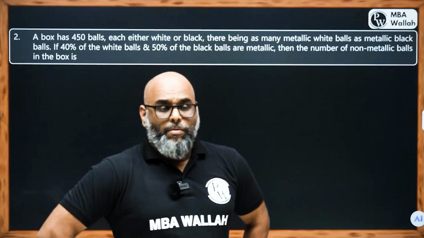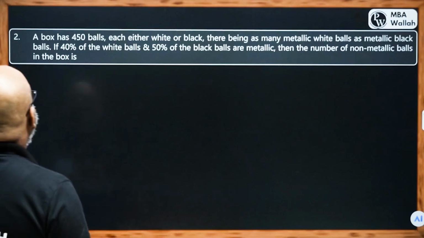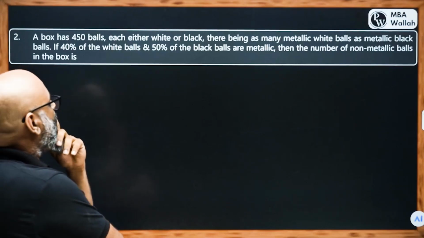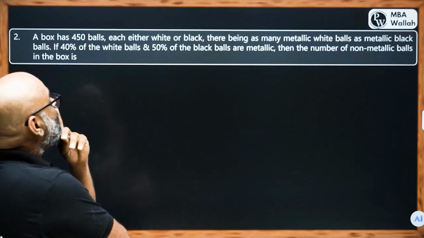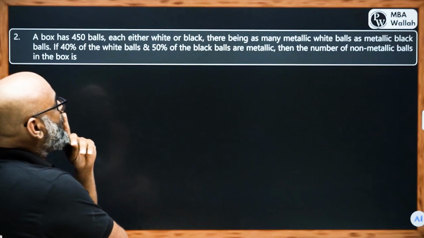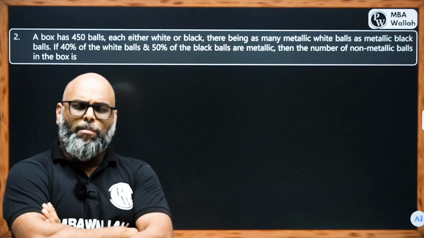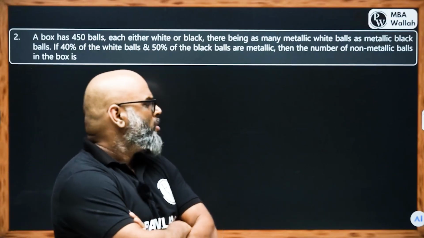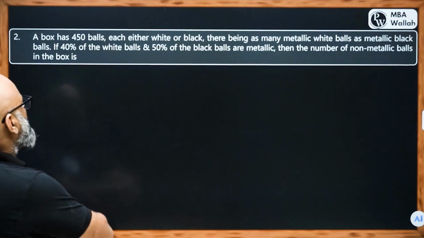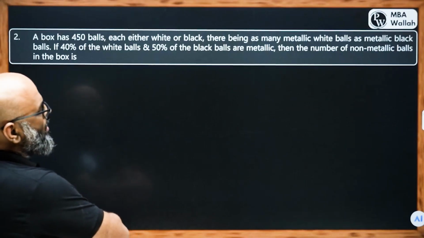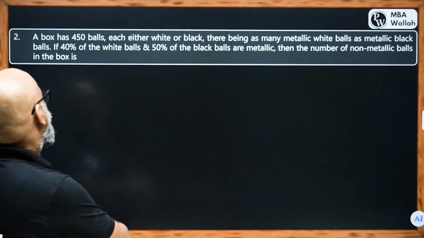And here we solve. A box has 450 balls, each either white or black. There are as many metallic white balls as metallic black balls. So the number of white metallic balls is equal to the number of black metallic balls. 40% of the white balls and 50% of the black balls are metallic. Then, the number of non-metallic balls in the box?